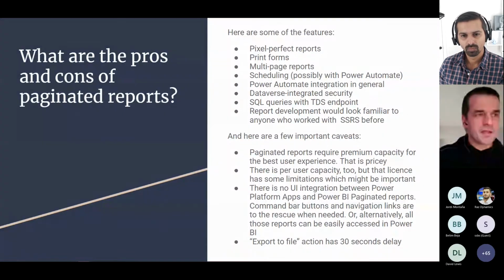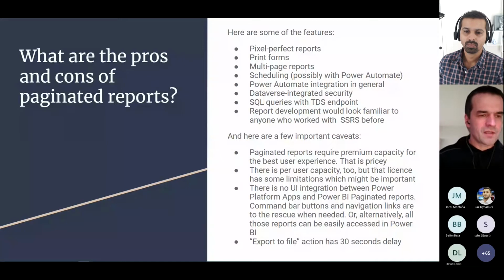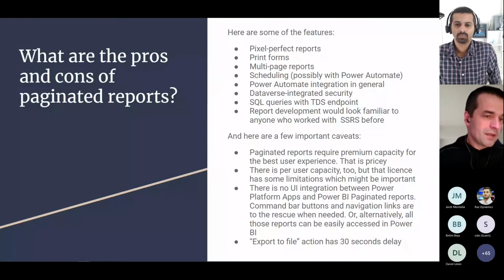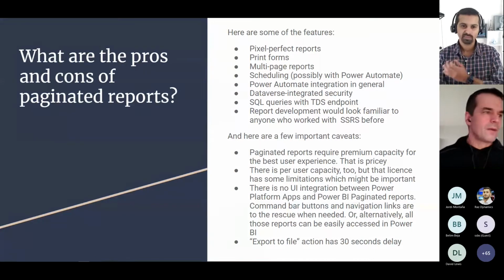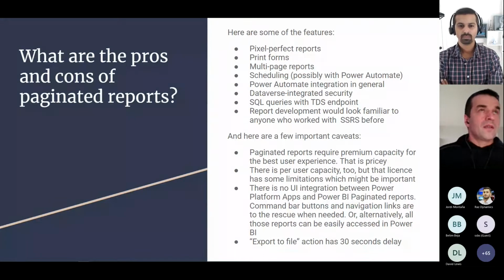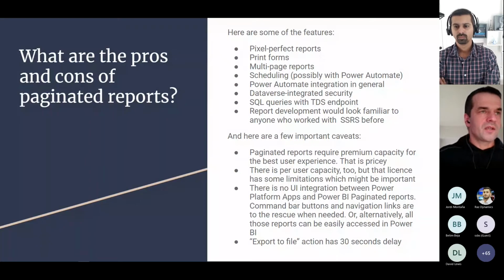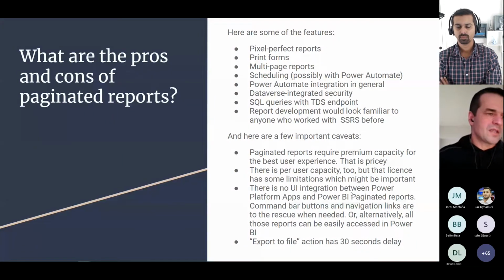Premium capacity is required, and if you look it up on the Power BI pricing page, you'll see that it could be expensive. There is per user capacity, which is a very valid option, but there is one limitation there: you can only export reports through the API once every 5 minutes, and it doesn't depend on the report. It's basically per user. So this is not really for automation scenarios. Maybe you need to do it just once. It's more for one-off scenarios.